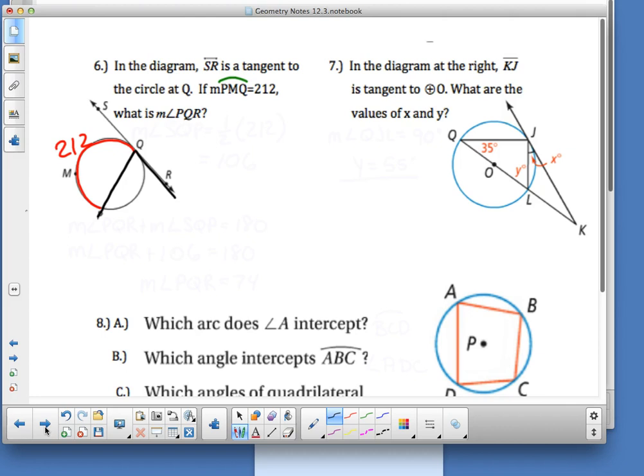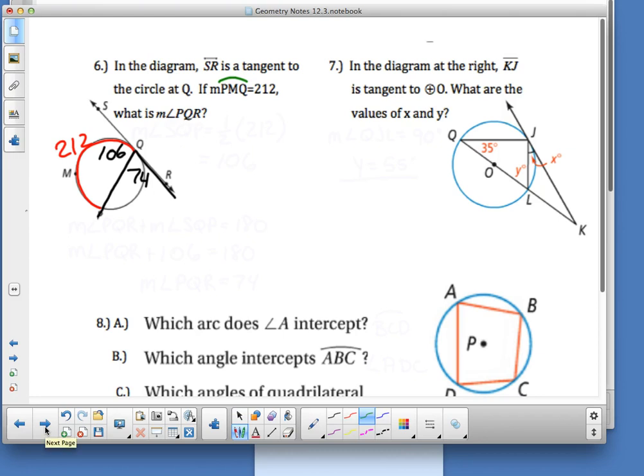Now, there's a couple ways of doing this problem. Half of 212 is 106. But is that the angle I'm supposed to find? Isn't SQR a straight angle? How many degrees does a straight angle have? 180. So if I found the difference between 180 and 106, I should get my answer. 74. A second way of doing it, because that's not the only way.